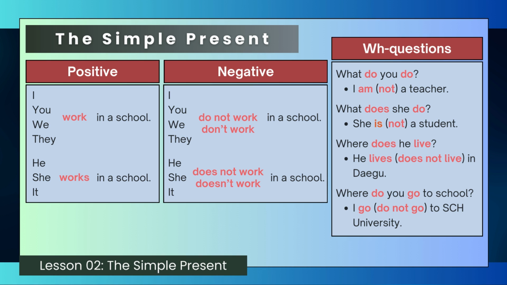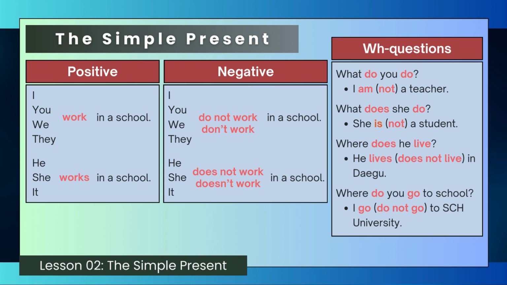For a positive answer, I could say I'm a teacher. And for a negative answer, I could say I am not a teacher. Now, let's look at the next question. What does she do? She is a student or she's not a student. Next question. Where does he live? He lives in Daegu or he does not live in Daegu. And for the last question, where do you go to school? I could say I go to SCH University or I do not go to SCH University.